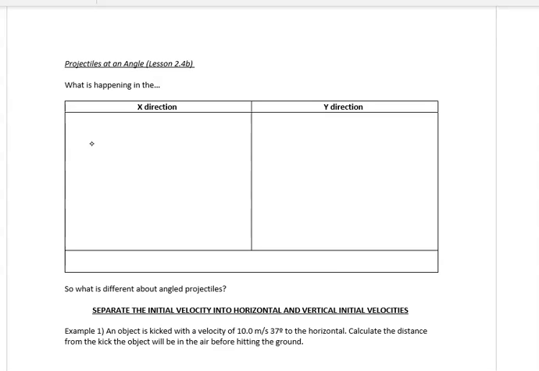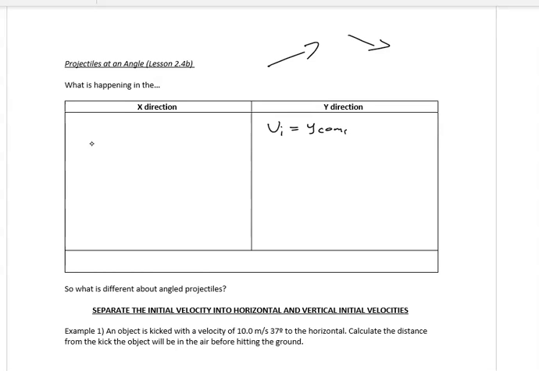Projectiles at an Angle, lesson 2.4b. What is the big difference between this and the horizontal projectiles before? The big thing is that things are coming at an angle. That could be an angle up, that could be thrown downwards, but the point is that it's at an angle, no longer perfectly flush. And so what that means is that the initial velocity has to be broken into x and y components.